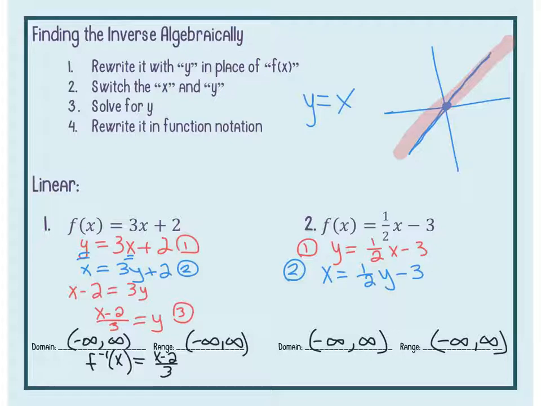The next step is to solve, and we solve with as many steps as we need. In this case, my first step is going to be to add 3. So x plus 3 equals 1/2 y. How do I move that 1/2 over? I multiply both sides by 2. So when I multiply both sides by 2, I get 2x plus 6 equals y. That's my answer. Now I'm going to rewrite it in function notation. So step 4 was function notation. Step 4, so f inverse equals 2x plus 6.